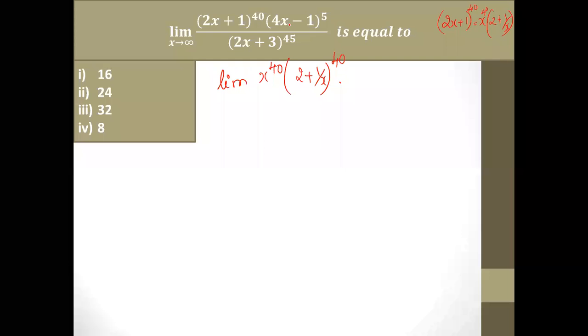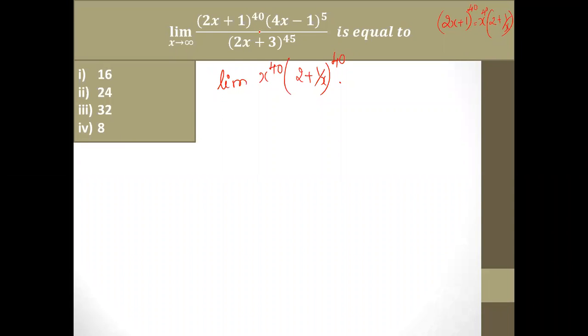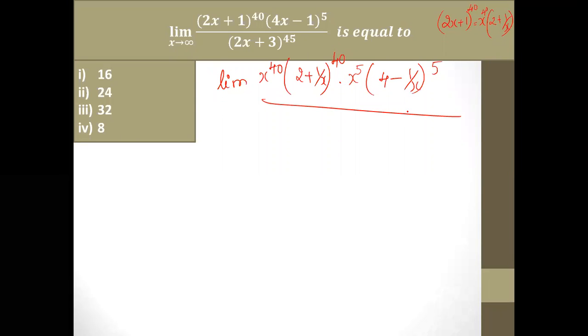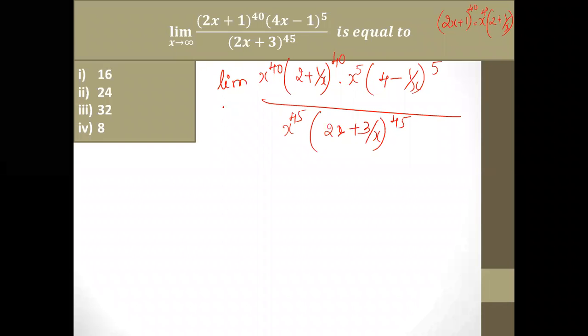Similarly, in the second term, again you are taking x outside because I have to cancel x. Otherwise, the infinity by infinity form will stay. I want to remove it. So that's why I'm taking x outside. Here it is 4x minus 1 whole power 5, so it comes out as x to the power 5 into 4 minus 1 by x whole to the power 5, divided by, in the denominator also, x to the power 45 into 2 plus 3 by x whole to the power 45, x tends to infinity.